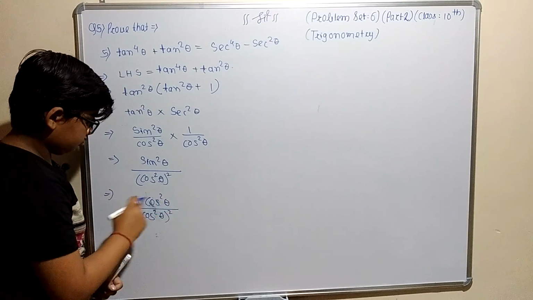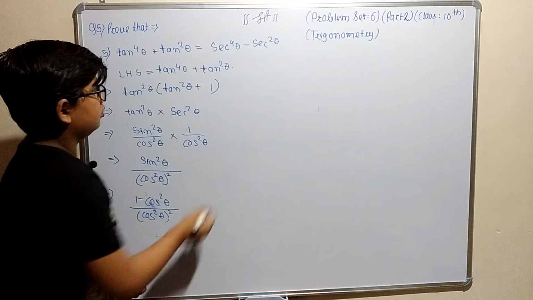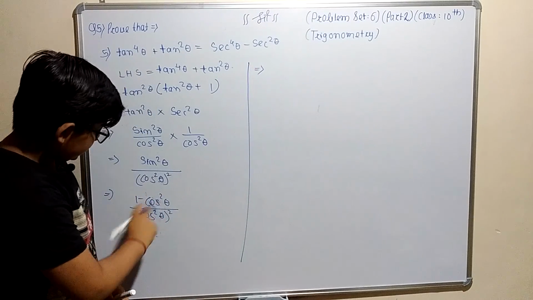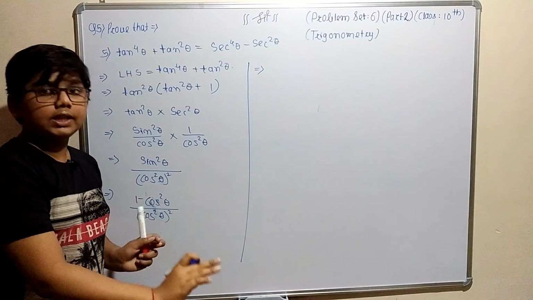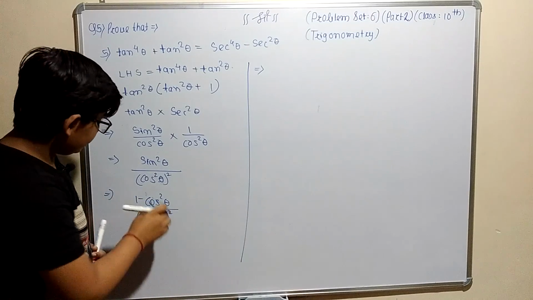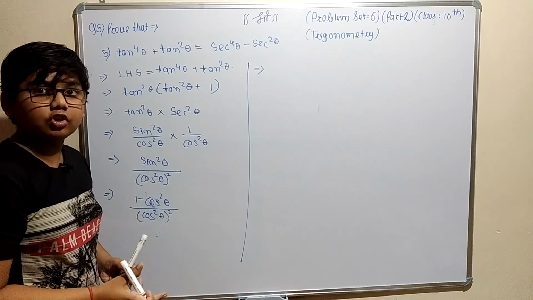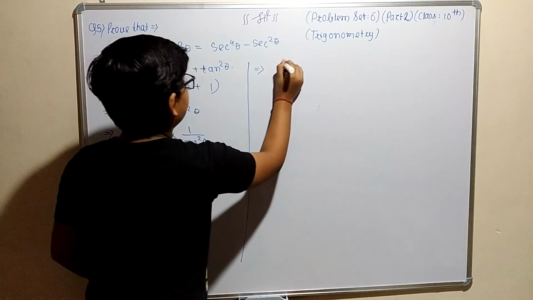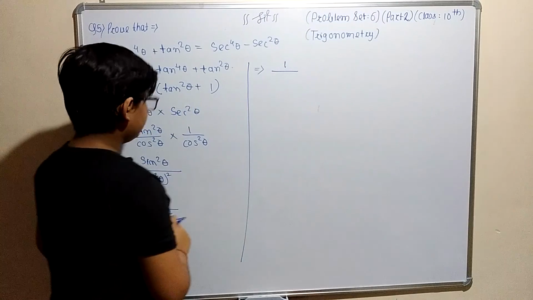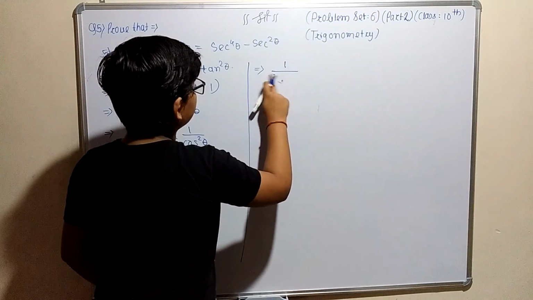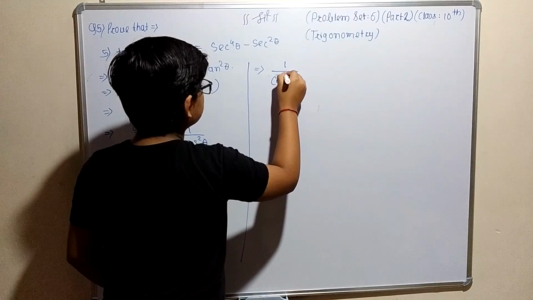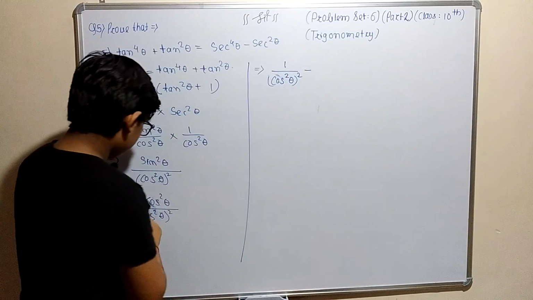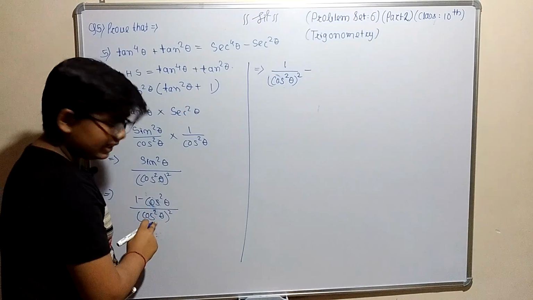Now 1 minus cos square theta divided by cos square theta whole square. Now we will break it into two parts. When we break it into two parts, we can take the denominator as common, and 1 minus cos square theta we can break into two parts. So it will be 1 by cos square theta whole square minus cos square theta divided by cos square theta whole square.